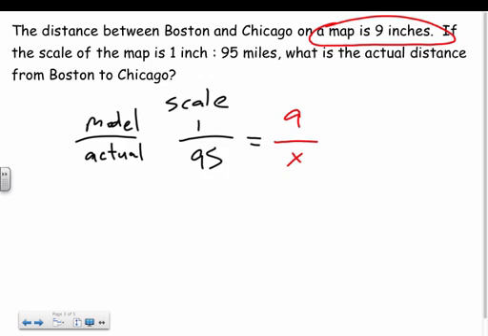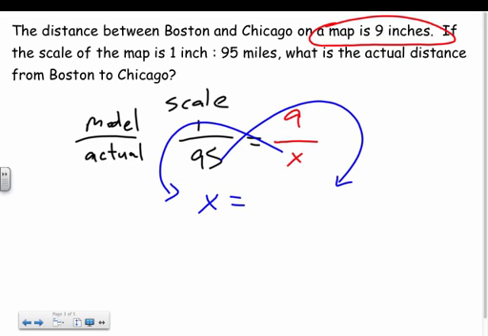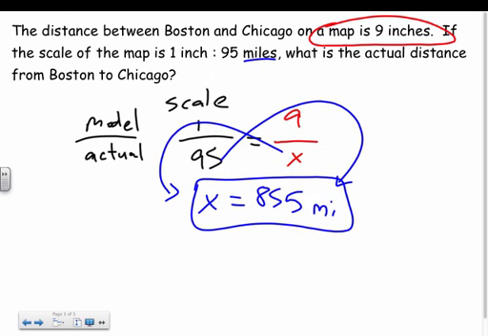So almost the exact same thing here. 1 times x is just x, and 9 times 95: 9 times 5 is 45, carry the 4, and we get 855. So x equals 855. Well, what is my distance in real life? Looks like miles. So 855 miles. Okay, nothing too crazy.